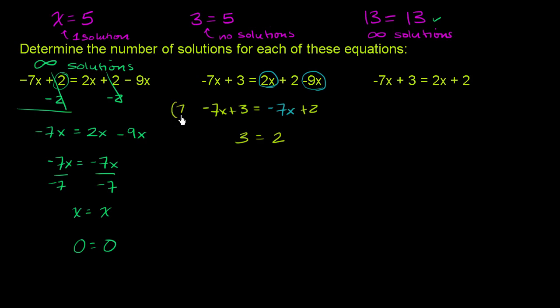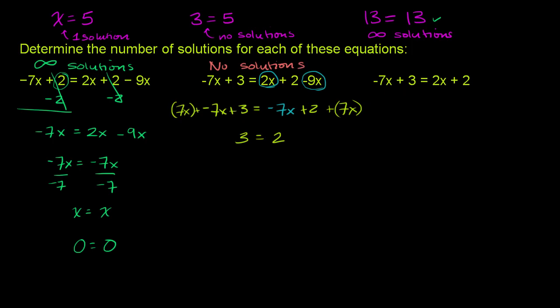So all I did is add 7x to both sides of that equation. And now we got something nonsensical. I don't care what x you pick, how magical that x might be, there's no way that x is going to make 3 equal to 2. So in this scenario right over here, we have no solutions. There's no x in the universe that can satisfy this equation.